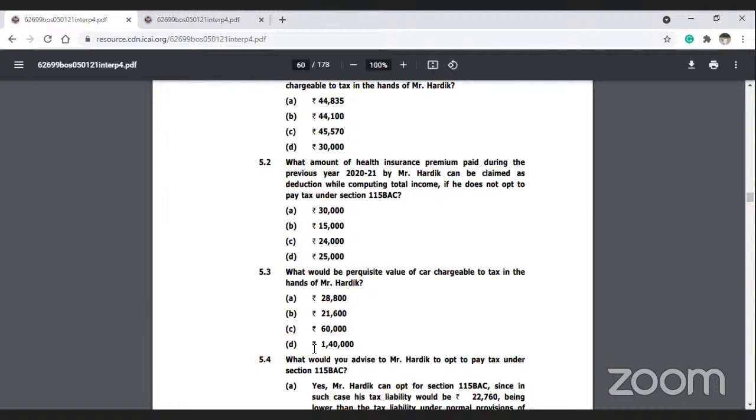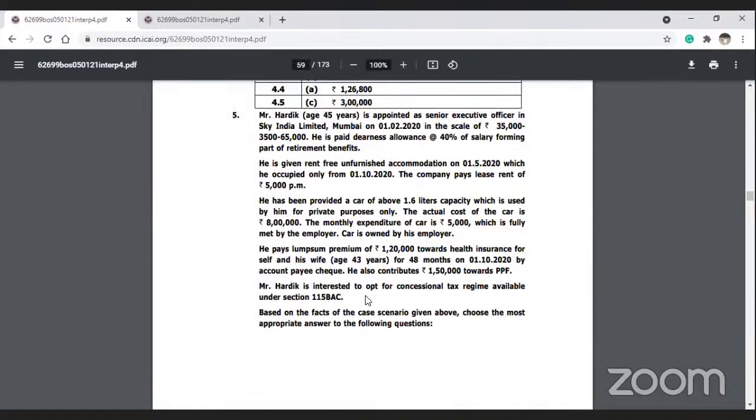What would be the perquisite value of car chargeable to tax in the hands of Mr. Hardik? The car is above 1.6 liters and it is used by him for private purposes only. And the car is owned by the employer. So that is 5,000 into 12 is 60,000. No, why? We take it as 1800 or... But it is used only for private purposes. So just 10% of 8 lakhs.